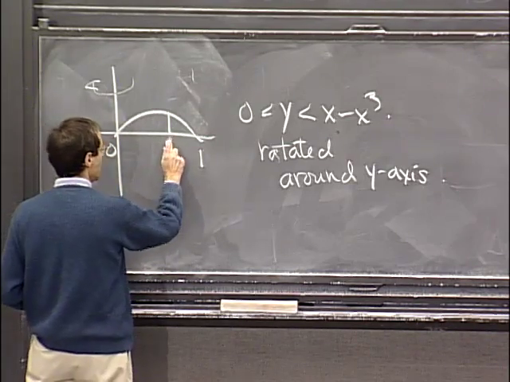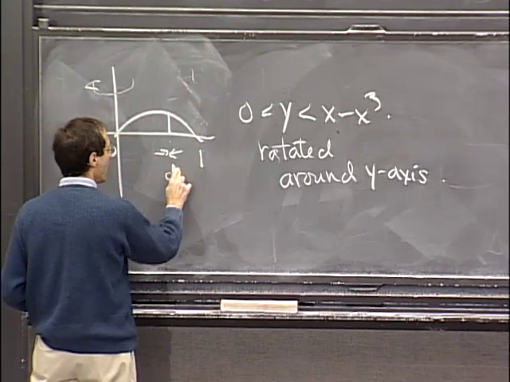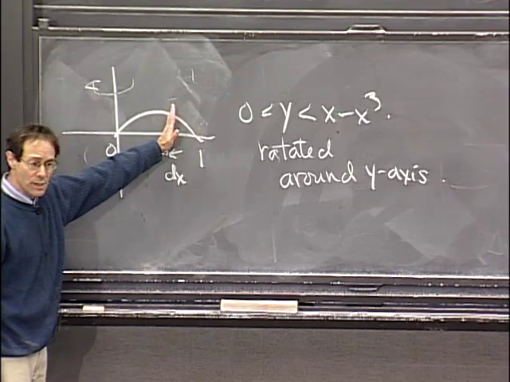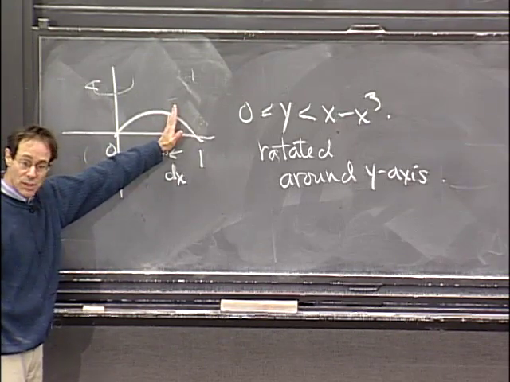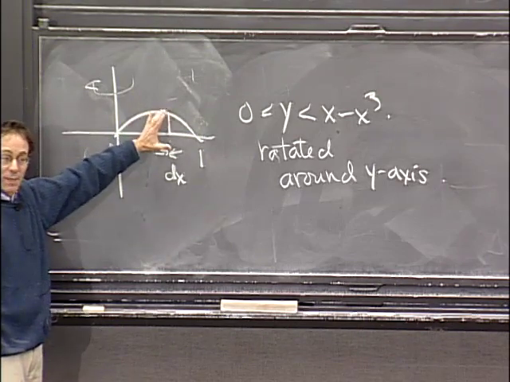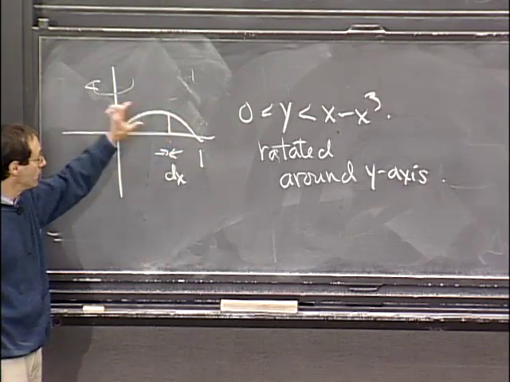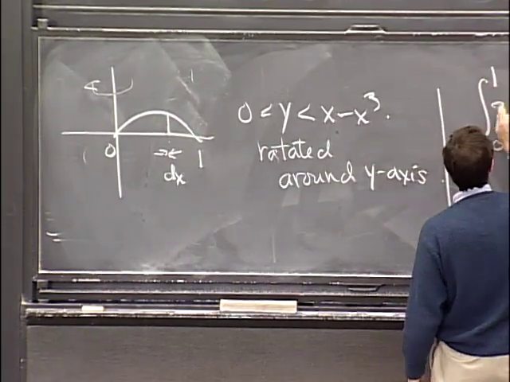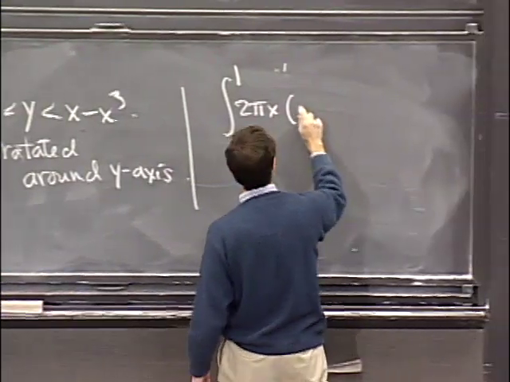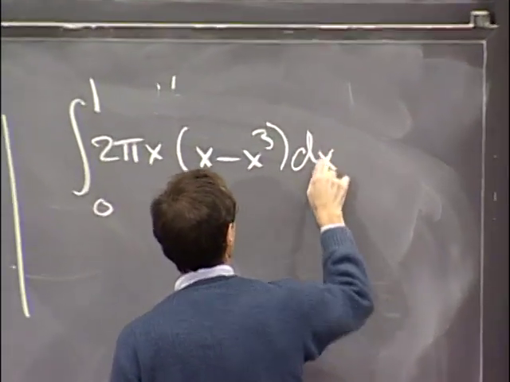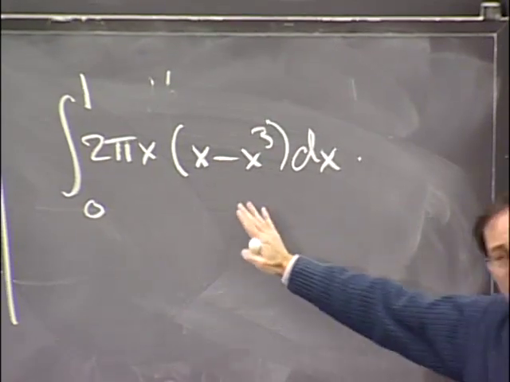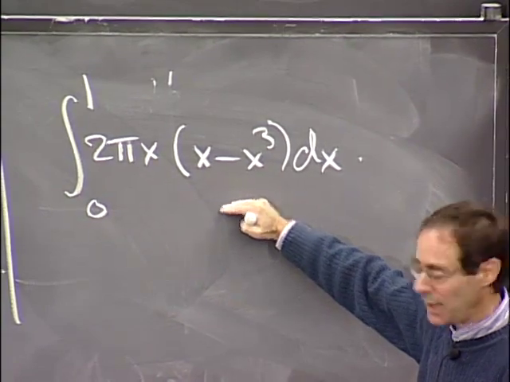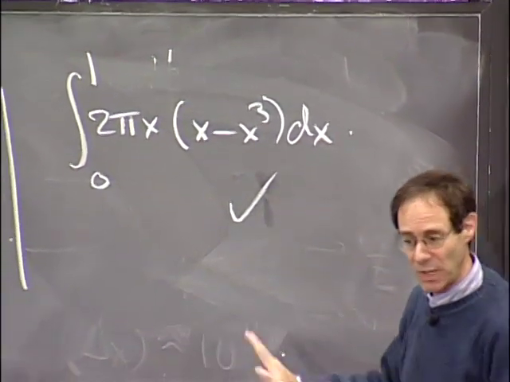This indicates that I'm deciding that this is going to be a thickness dx and I'm integrating dx. So that's a choice that I'm making. Now, the minute I made that choice, I know that these are shells, because they sweep around this way and that makes them cylindrical shells. And if I do that, the setup is 2 pi x times x minus x cubed dx. Now, I claim that when you get to this point, you already know you've won, because this is an easy integral to calculate. So you're done here. You're happy.